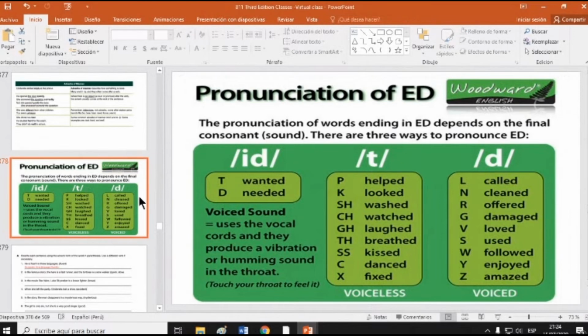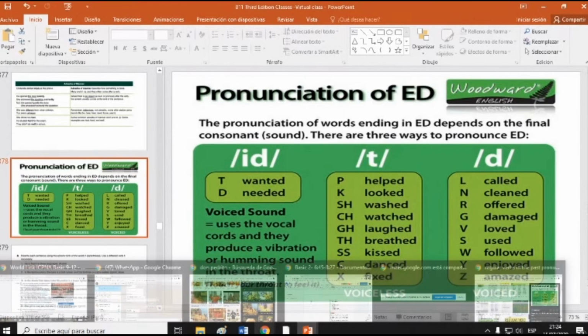Y como les vuelvo a decir, incluso los native speakers, ¿ok? No vas a poder diferenciar mucho si está hablando en el pasado o en el presente, salvo que sea por el contexto. ¿Por qué? Porque solamente hace un pequeño sonido. Wanted, helped, called, ¿no? Loved. ¿Ya? Que quede claro, chicos, que no hay palabras con la pronunciación ed.